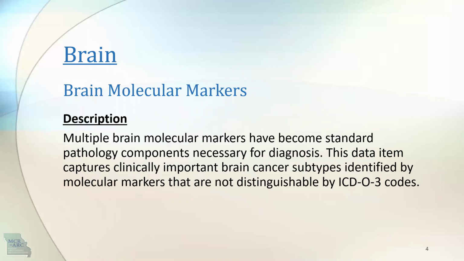We are going to start on brain molecular markers. Description: multiple brain molecular markers have become standard pathology components necessary for diagnosis. This data item captures clinically important brain cancer subtypes identified by molecular markers that are not distinguishable by ICD-O-3 codes.